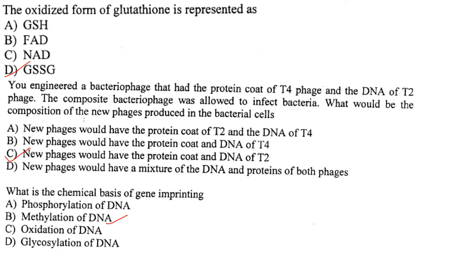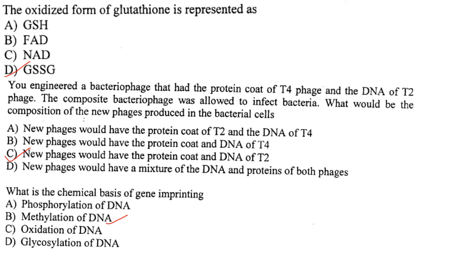Then next one. You engineered a bacteriophage that had the protein coat of T4 phage and the DNA of T2 phage. The composite bacteriophage was allowed to infect bacteria. What would be the composition of the new phages produced in the bacterial cell? So only foreign DNA is introduced into the host cell genome. Okay, so when bacteriophage infects a bacterial cell, their normal mode of reproduction is to harness the replication, transcriptional and translational machinery of the host bacterial cell to make numerous virions or complete virus particles, including the viral DNA or RNA and protein coat. So when bacteriophage infects, only the DNA enters the cell. So here only DNA of the T2 phage entered the cell.